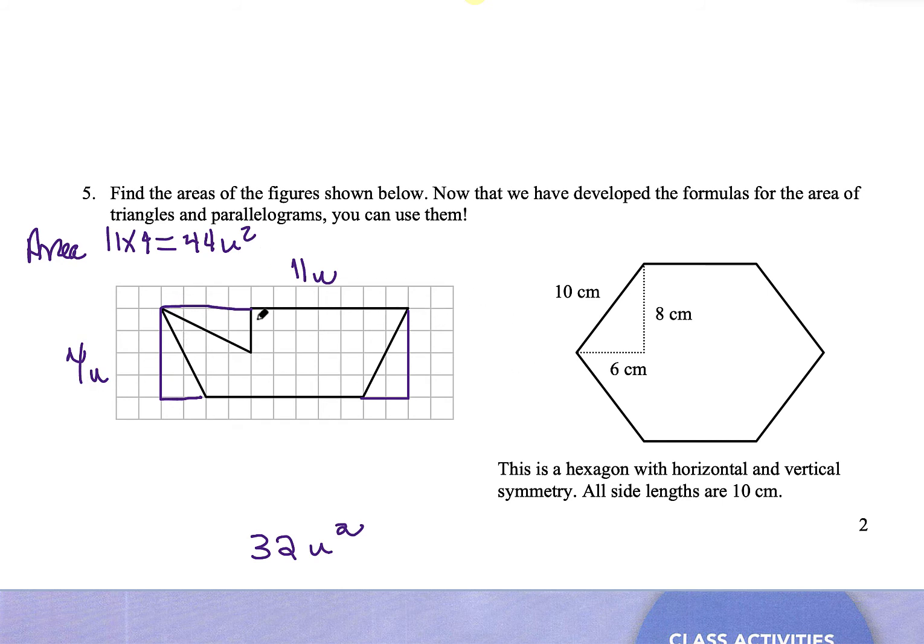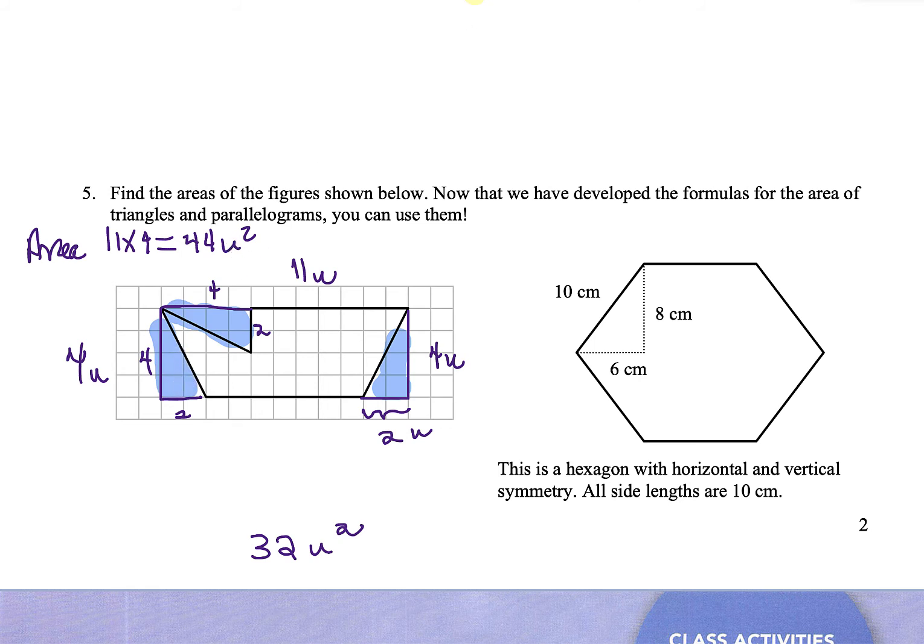But we've added in these triangles. And notice each one of these triangles is 2 units long and 4 units high. See, 2 units in the base and 4 units high. And we need to actually find out what the area of these are and subtract them from 44.